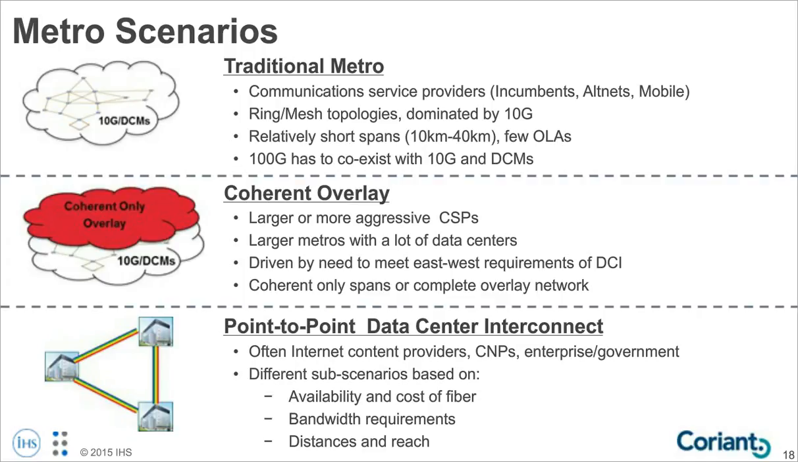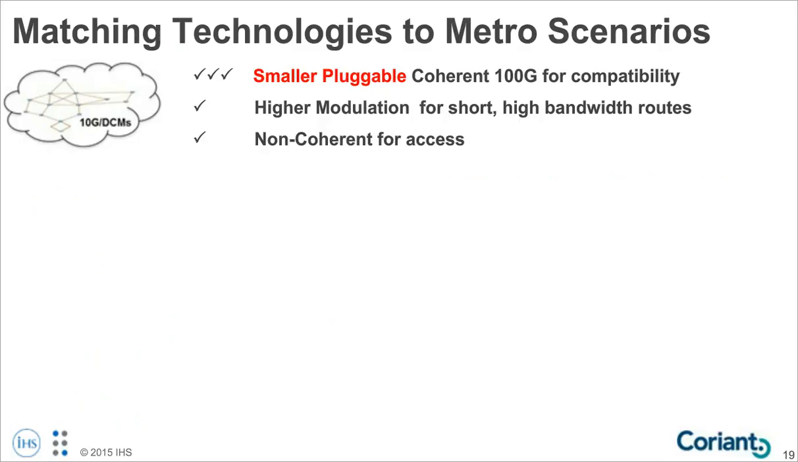In terms of which of the technologies I discussed previously has a good fit, if we look at the traditional metro, probably the technology that's going to dominate there is going to be smaller pluggables but keeping the coherent 100 gig, and this is for compatibility reasons. Yet at the same time offering cost reductions and spectral efficiency improvements. In this scenario, the higher modulation is probably going to have more of a niche role for some short high bandwidth routes, and the non-coherent for access.